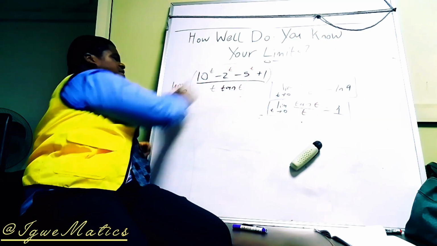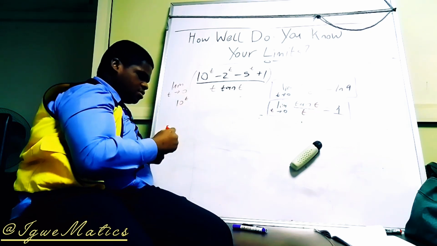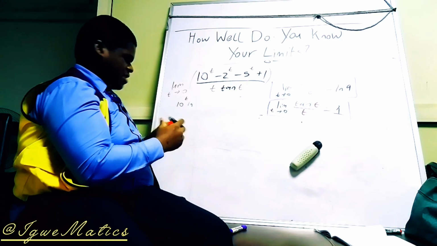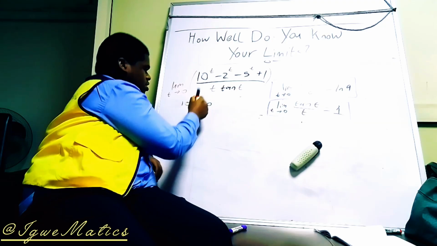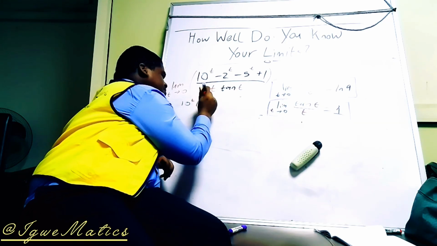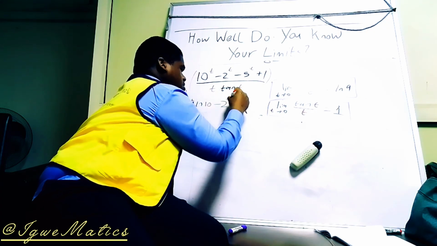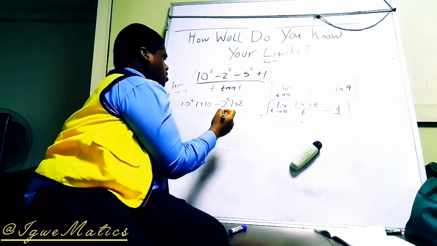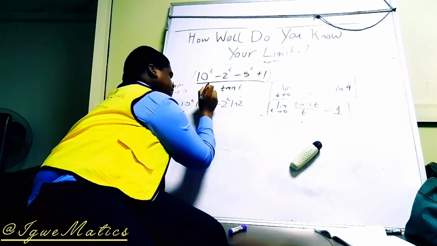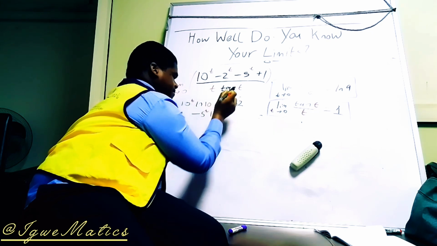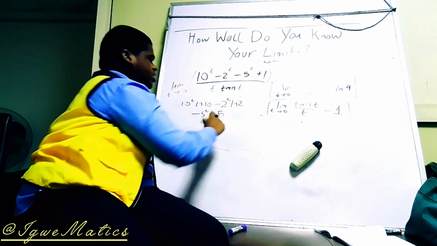So first of all, let's differentiate the numerator. If you differentiate the numerator, you're going to have 10 to the power of t ln 10, minus 2 to the power of t ln 2. There's no space, so I'm going to write it down here again. Minus 5 to the power of t ln 5, and plus 0, because if you differentiate 1, you just get 0.